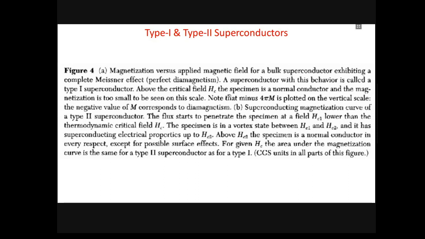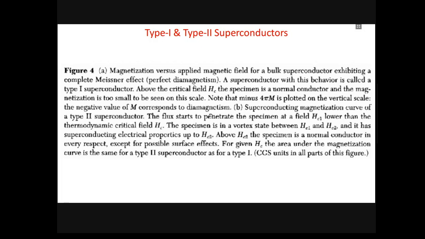Above the critical field, HC, the specimen is a normal conductor, and the magnetization is too small to be seen in this case. Note that minus 4 pi M is plotted on the vertical scale. The negative value corresponds to diamagnetism. The negative magnetization concept is just to represent the diamagnetic properties. There is no mathematical significance; it's just a physical representation.